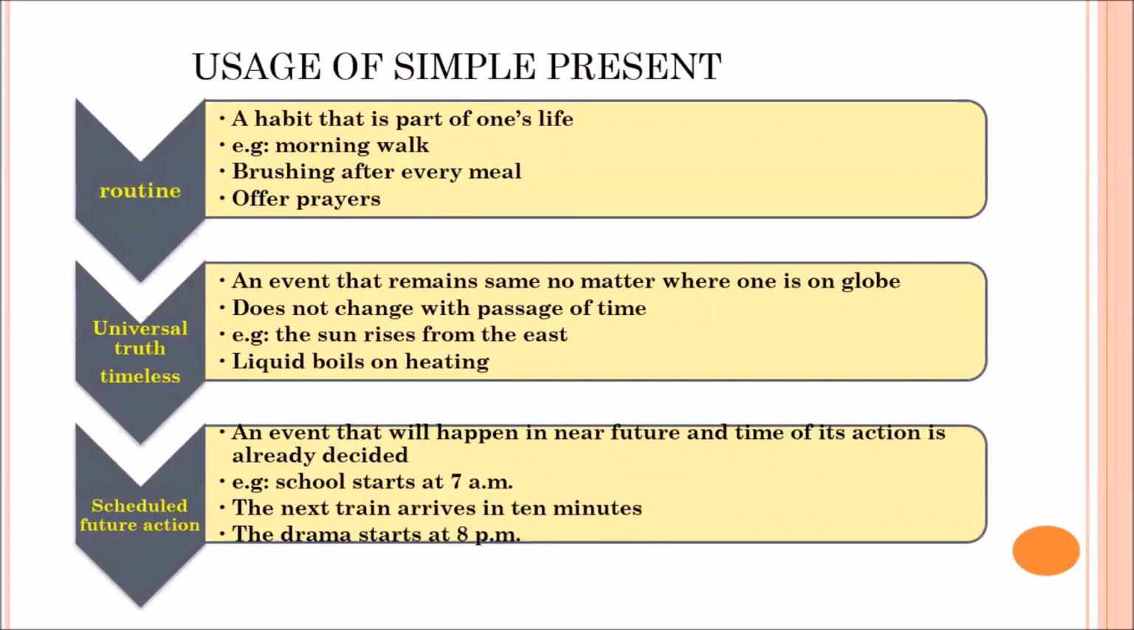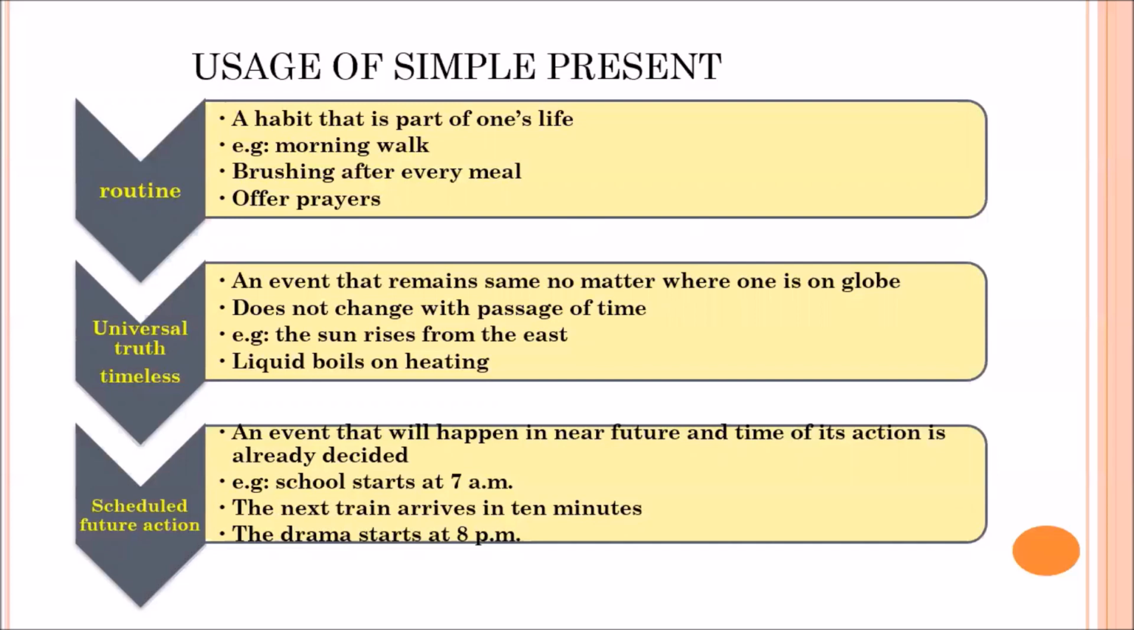Universal truth and timeless. An event that remains the same no matter where one is on the globe. It doesn't change with the passage of time. Like the sun rises from the east, water boils on heating. So such things we use present simple to talk about in writing or speech.